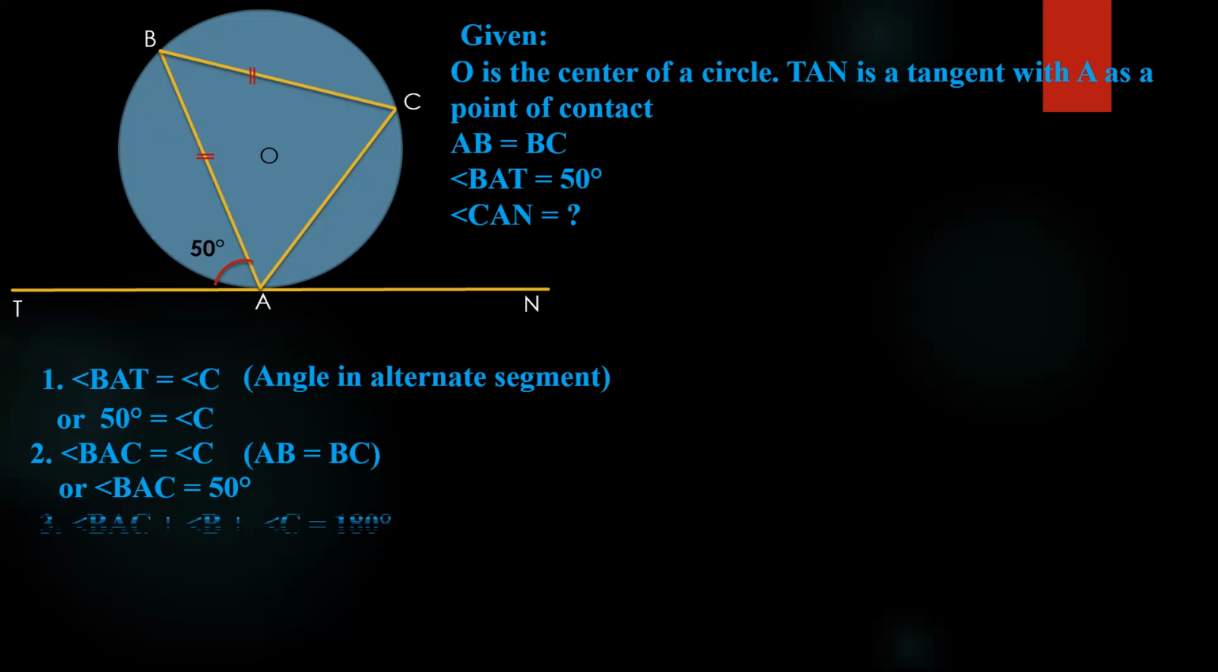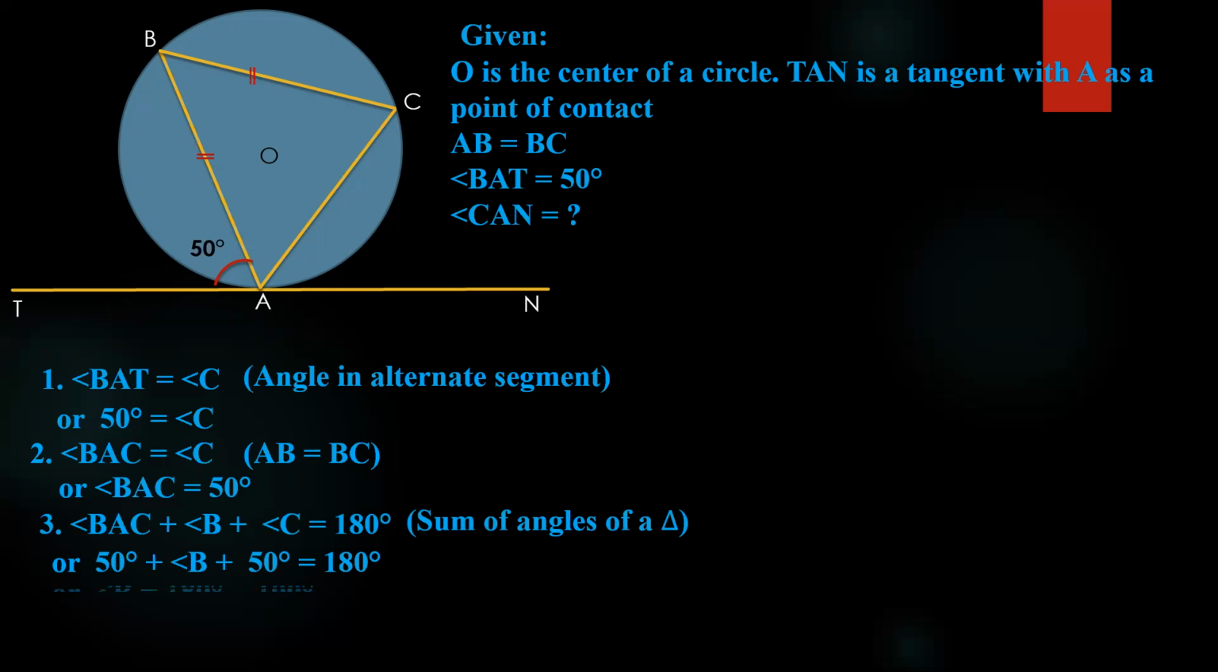Okay, now we can use here angle BAC plus angle B plus angle C is equal to 180 degrees. In triangle ABC, we are taking the sum of angles in a triangle. Okay, let's keep the values here. Angle BAC is 50 degrees plus angle B plus angle C, also 50 degrees, gives 180 degrees, which means angle B is equal to 180 degrees minus 100 degrees. Okay, so angle B is equal to 80 degrees.